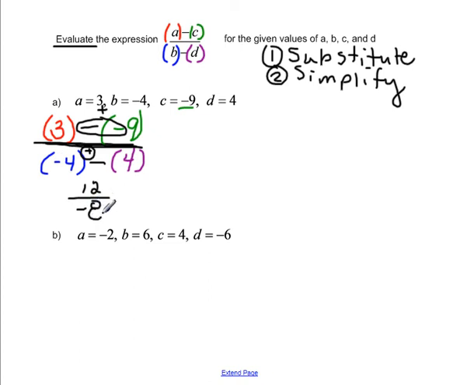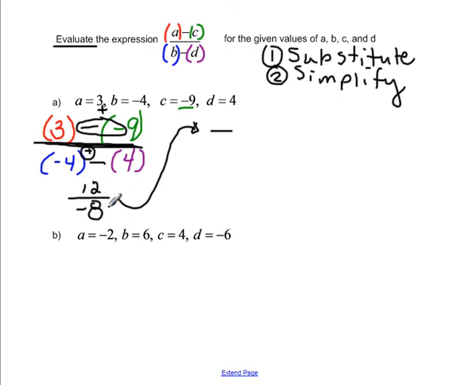So we've simplified the numerator and the denominator, but now we need to be sure that our final answer is simplified. We have a positive over a negative. Positive over a negative we know is going to bring the negative sign out front, because positive divided by a negative is a negative. Now 12 over 8, that fraction is going to simplify.